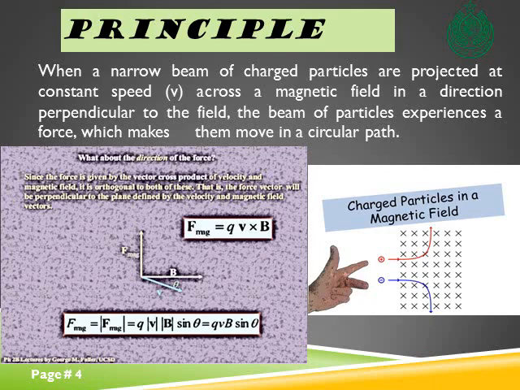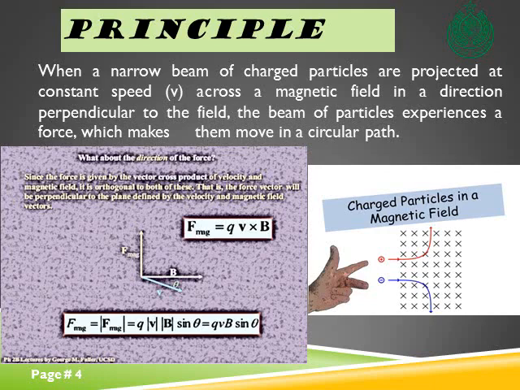Since the force is given by the vector cross product of velocity and magnetic field, it is orthogonal to both of these. That is, the force vector will be perpendicular to the plane defined by the velocity and magnetic field vector. Now this is very simple, as you have studied at your first year level, the cross product rule says to curl the fingers of your right hand from the first vector toward the second through the smaller angle. The stretched thumb will give the direction of the third vector, or the product vector.